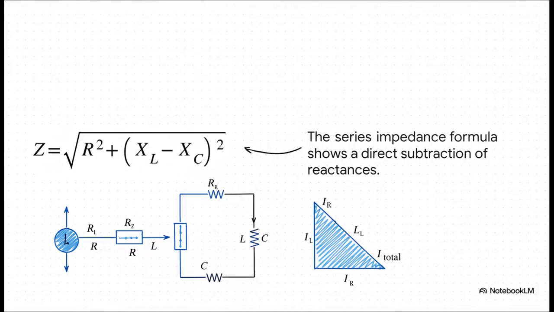Look, the series impedance formula shows the direct subtraction of reactance values. That approach is completely invalid for parallel circuits. In a parallel topology, we don't subtract reactances. Instead, we analyze the vector sum of the branch currents, which are themselves governed by those reactances. That is the critical analytical distinction here.